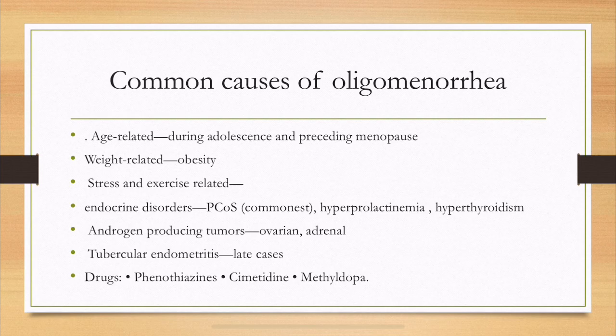You see guys, age related was adolescence and menopause. Weight related, obesity, stress, exercise. Endocrine disorders were PCOS, hyperprolactinemia and hyperthyroidism. Then we saw the androgen producing tumors such as ovarian and adrenal can also be a cause for oligomenorrhea. Tubercular endometritis and the drugs such as phenothiazines, cimetidine and methyldopa.